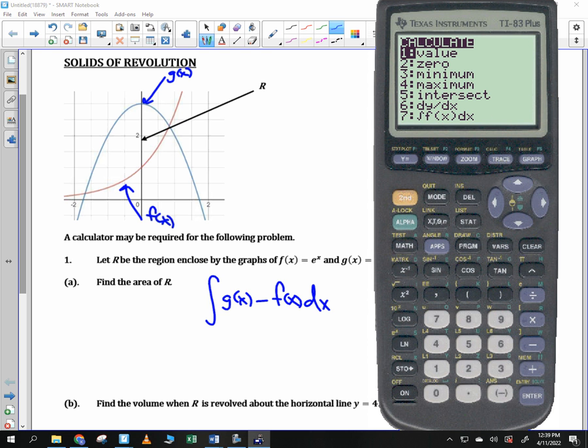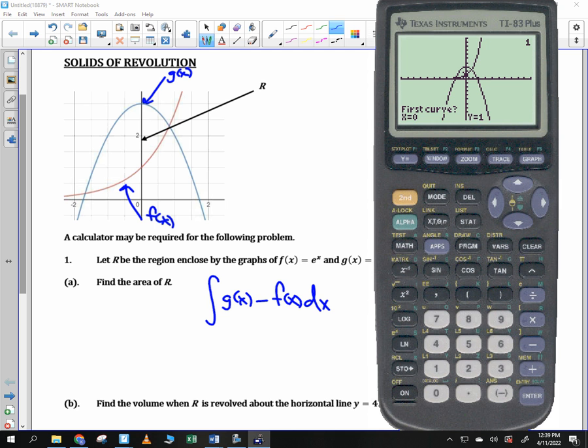And I grab number 5. It asks me the first curve. I'm going to move closer to my intersection point. It doesn't matter which one you say is the first curve, so long as when it says second curve, you see it jumps to the other one. I'll press enter on guess, and I'm going to call that coordinate A. A is equal to negative 1.677233.